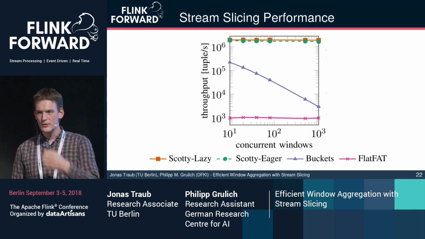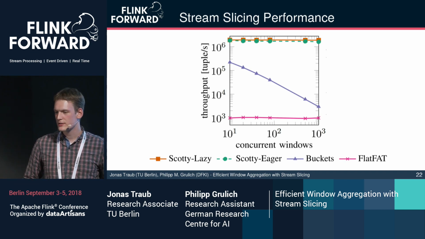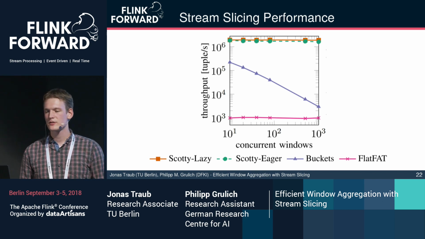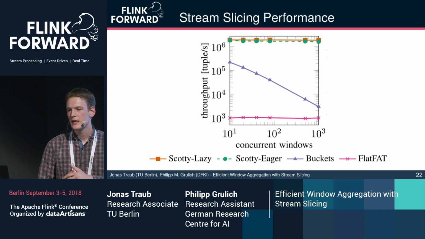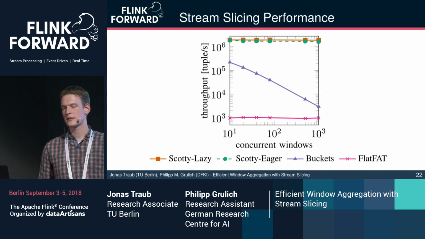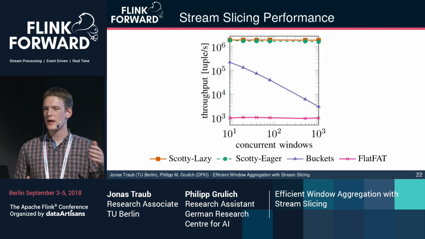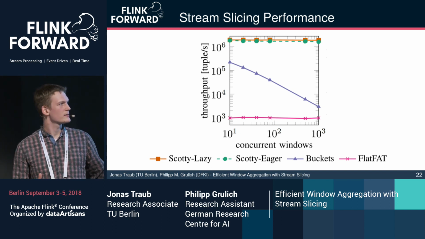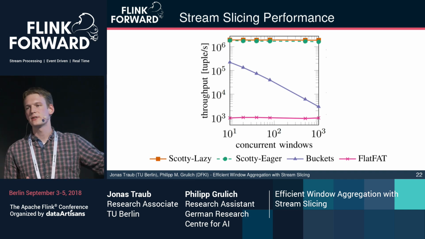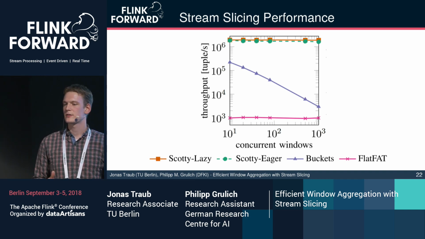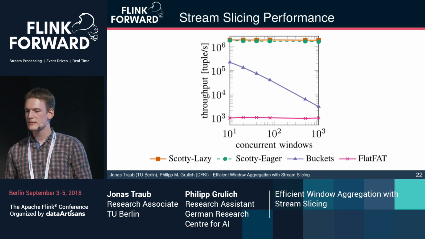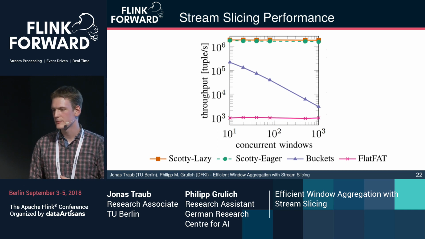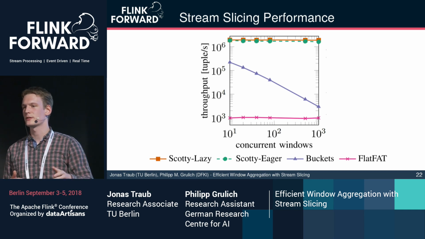And I want to give you some performance numbers which actually show the effect of this. Here on the x-axis, we have the number of concurrent windows. On the y-axis, we have the throughput. And what you can clearly see, the middle line is the bucket solution. And since we have a 1-to-n assignment from tuples to all the overlapping buckets, the throughput of the solution decreases linearly if we increase the number of concurrent windows. And as you can see for the Scotty Lazy and Scotty Eager solutions, the slicing techniques do not have this issue because we always have this 1-to-1 assignment.